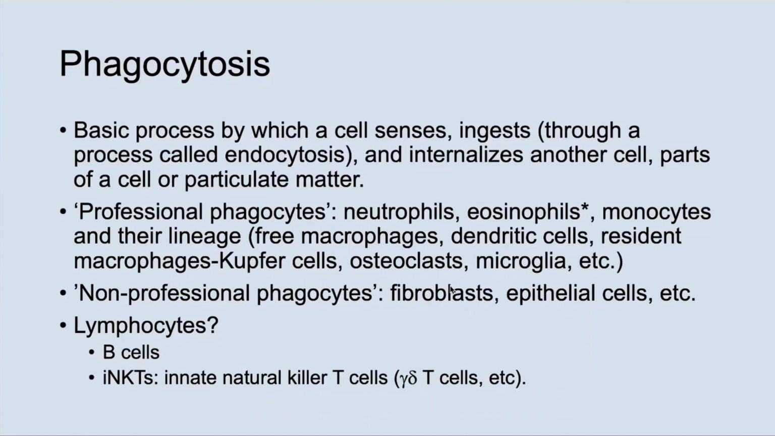So the professional phagocytes, things like neutrophils. Yes, even eosinophils can phagocytose stuff. Monocytes and their lineage. So free macrophages, dendritic cells, resident macrophages such as Kupffer cells or splenic cells, osteoclasts and microglia. They're all resident macrophages. And then you have non-professional phagocytes, right? So fibroblasts can also do this, epithelial cells. And then interestingly, yes, lymphocytes can do this too. B cells can do this. And of course, innate natural killer T cells, especially gamma delta T cells, can not only present antigen, we'll see this later, they can also destroy cells like a CD8 cell, but they can also phagocytose bacteria and fungi to clear the area locally. Are there any questions at this point?